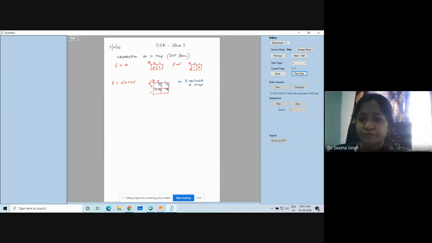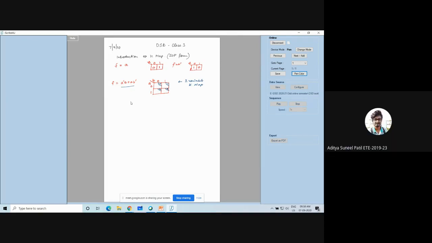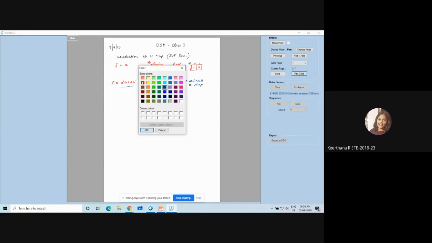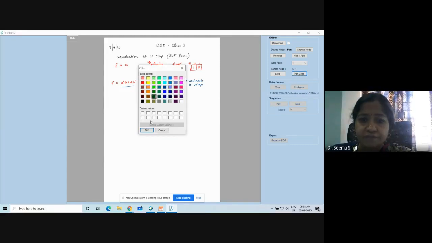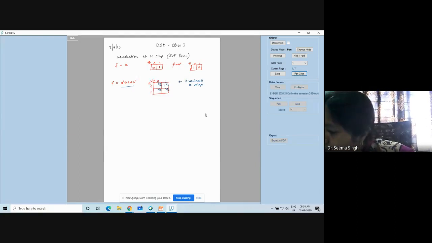Now, if I want to show this A bar B and AB bar, I need to go and search the cell where A bar B and AB bar should be high. So which cell is A bar B? Tell me. A bar B is the second one, the cell number 1.